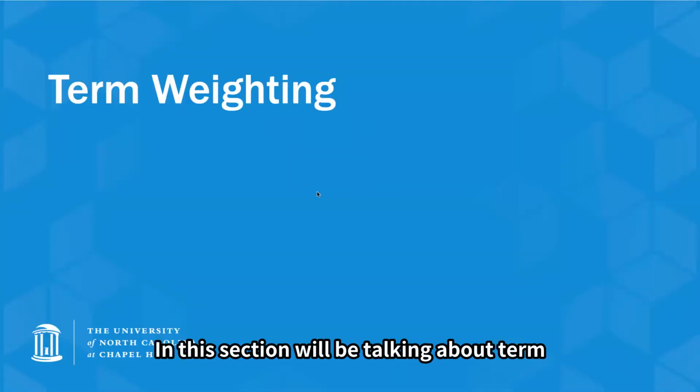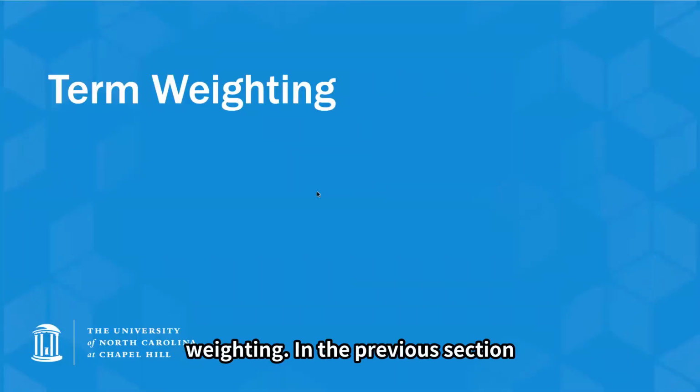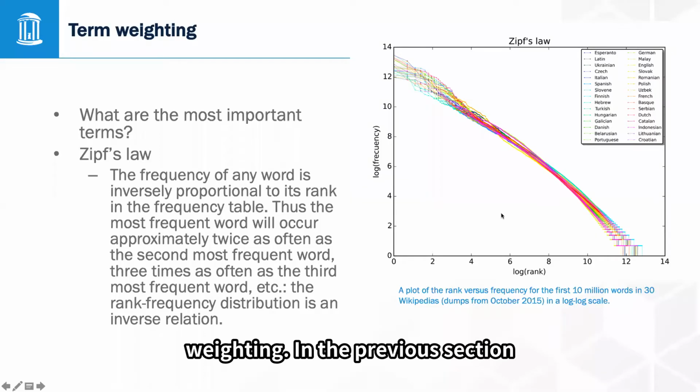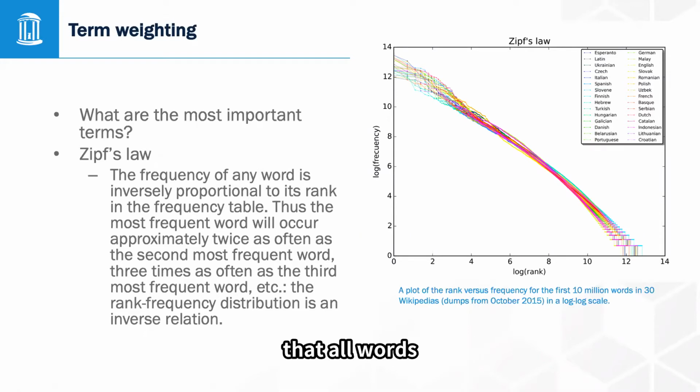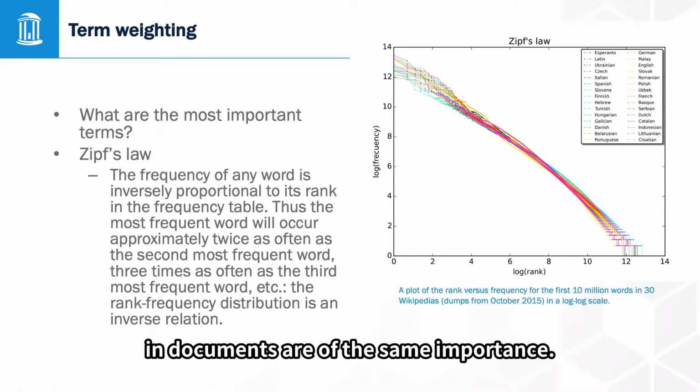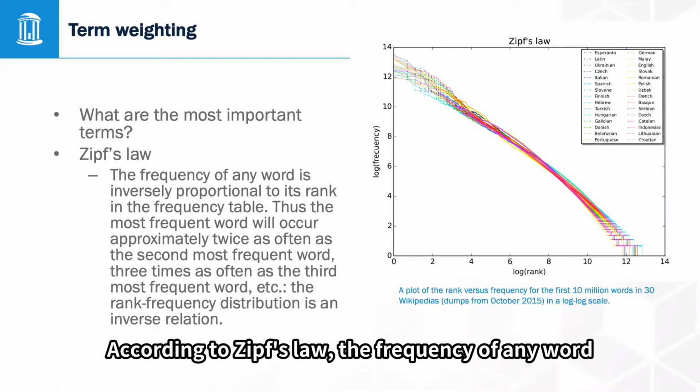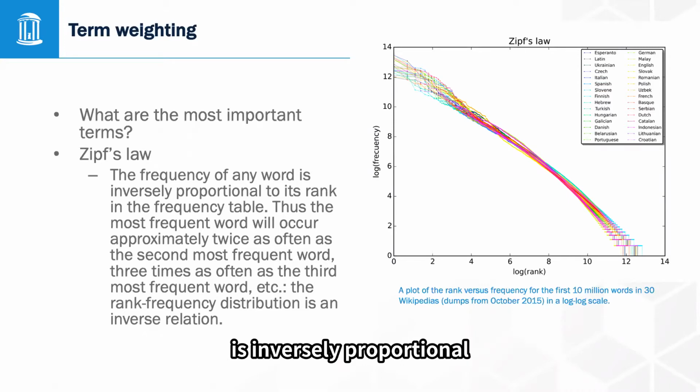In this section, we'll be talking about term weighting. In the previous section, all terms are evenly weighted. However, in the real world, it's not likely that all words in documents are of the same importance. According to Zipf's law, the frequency of any word is inversely proportional to its rank in the frequency table.